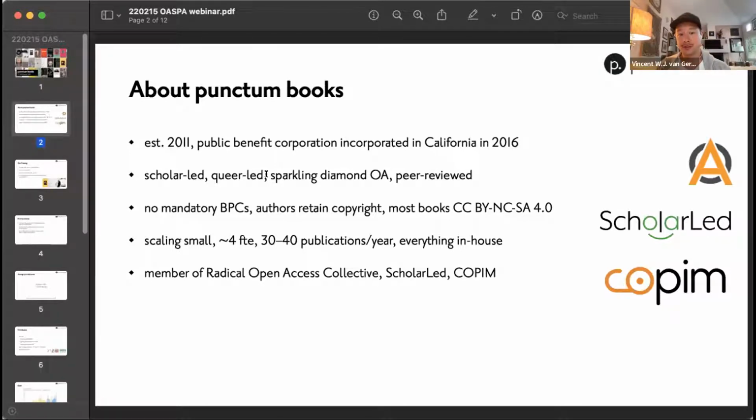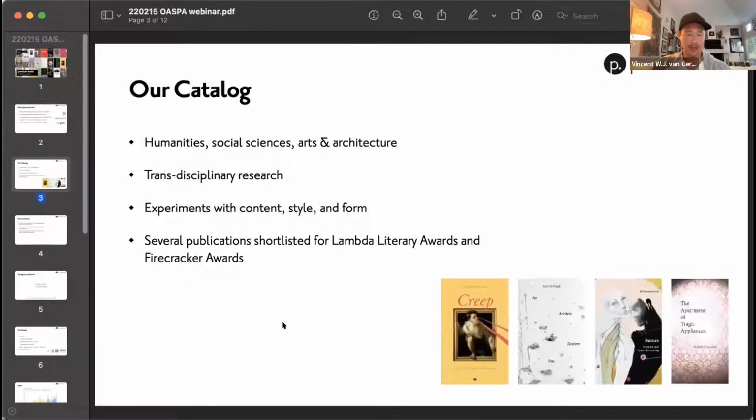We do between 30 and 40 publications a year, and we try to do everything in-house in the sense that we don't outsource anything. We have a fixed crew of freelance copy editors that help us with copy editing, but basically everything else is done in-house by us. We are a member of the Radical Open Access Collective. We're one of the founding members of Scholar-Led, and we are one of the partners in the COPIM project that I won't talk about today too much.